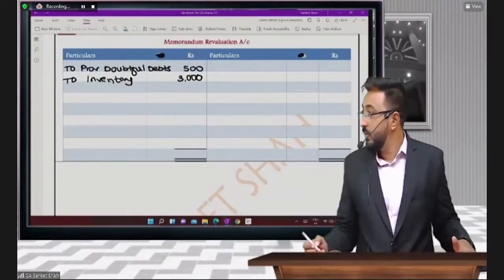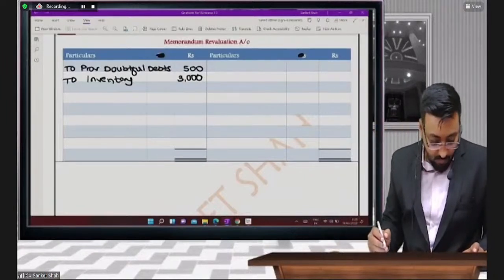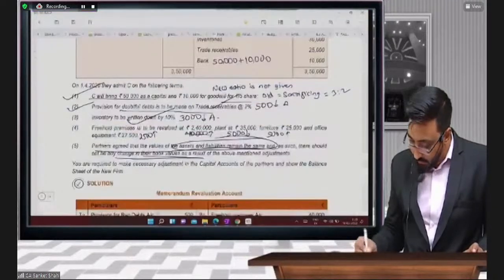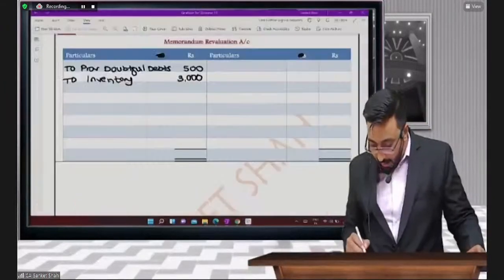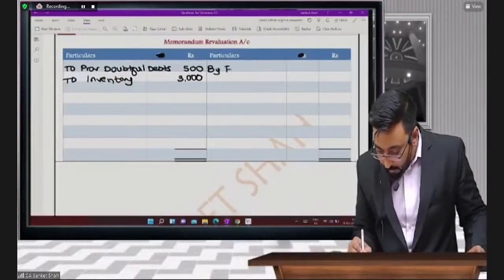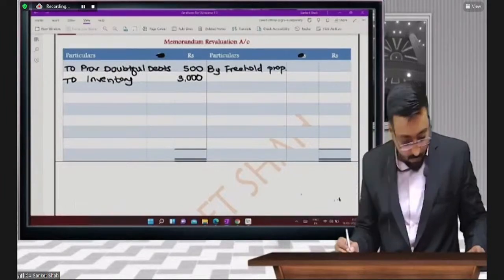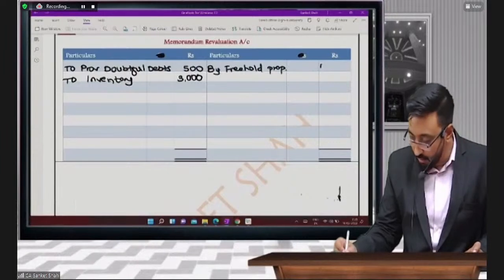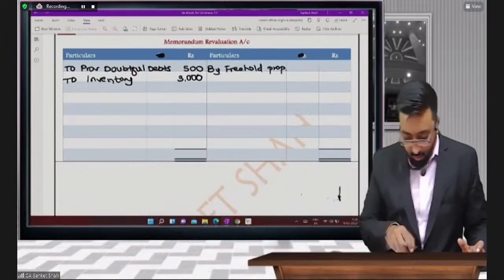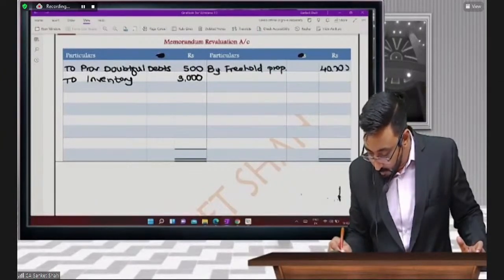Next one. Next is inventory to be written down, then freehold property increase. So by freehold property. How much beta? 40,000.